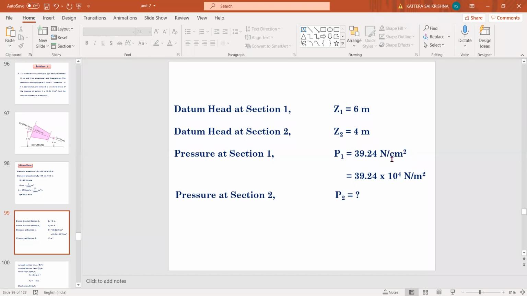So this Newton per centimeter square, we need to convert to Newton per meter square. That is nothing but multiplied by 10 power 4. It is centimeter square here, so at the bottom you need to write 10 power minus 4, or you can take it to the top side to get 10 power 4. So remember, for Newton per centimeter square conversion, we have to multiply by 10 power 4 to get Newton per meter square. Next, this one we need to find.